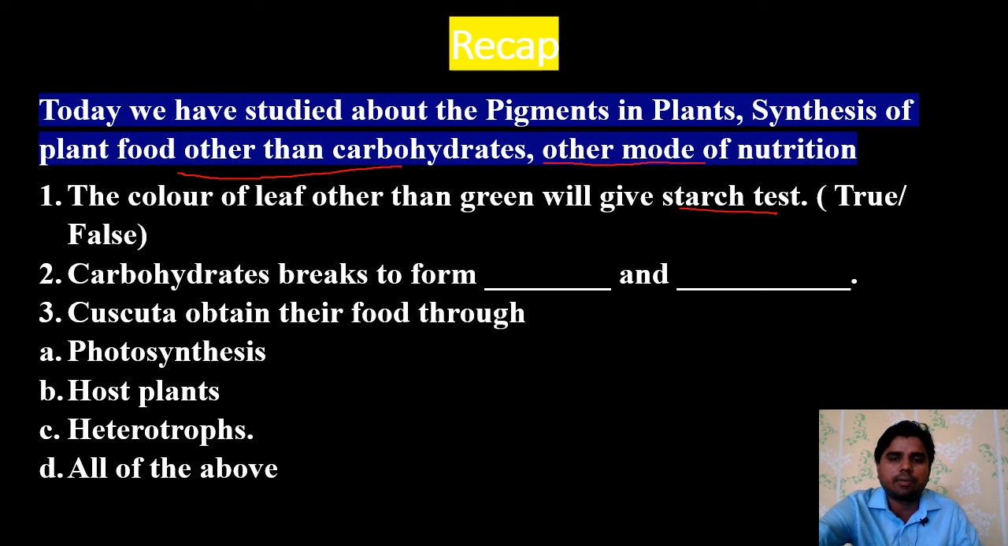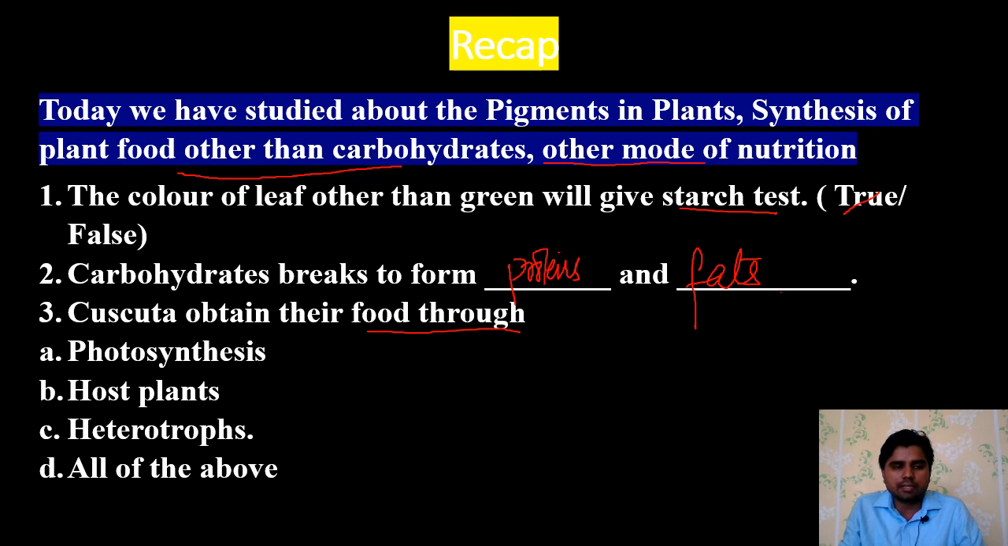Yes, who will tell me? So the color of a leaf other than green will give a starch test because it contains other kinds of pigment, red pigment, brown pigment. So it is a true statement. Carbohydrate breaks to form dash and dash. The constituents of carbohydrate can make proteins and fats. So Cuscuta plant obtains its food through photosynthesis, host plant, heterotrophs, or all of the above. What can be your answer, students?